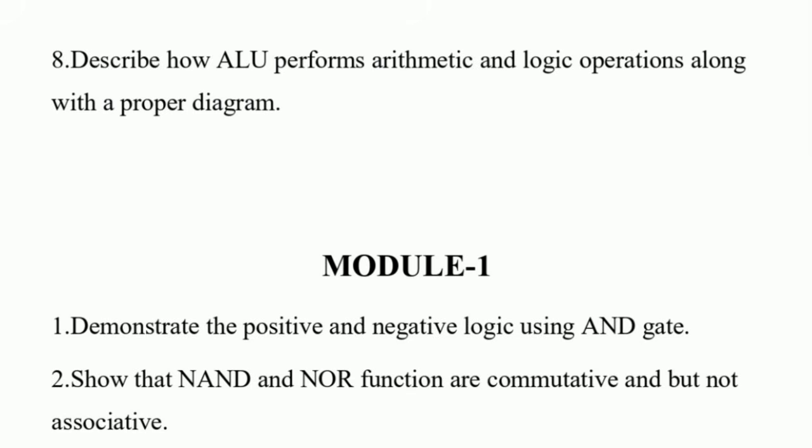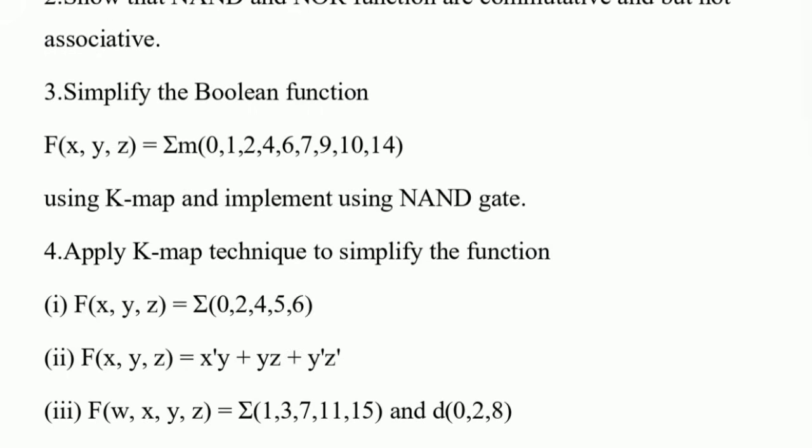In that, first question is demonstrate the positive and negative logic using AND gate. Second question is show that NAND and NOR functions are commutative but not associative. Third question is simplify the Boolean function f(x, y, z) = sigma m(0, 1, 2, 4, 6, 7, 9, 10, 14) using K-map and implement using NAND gate.